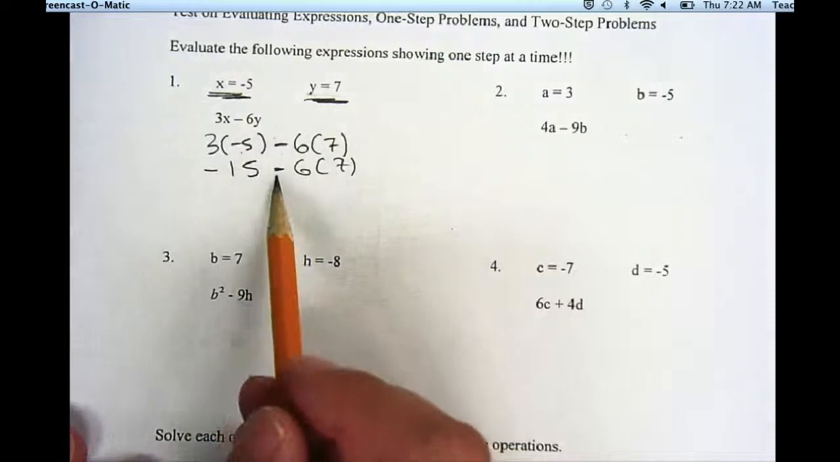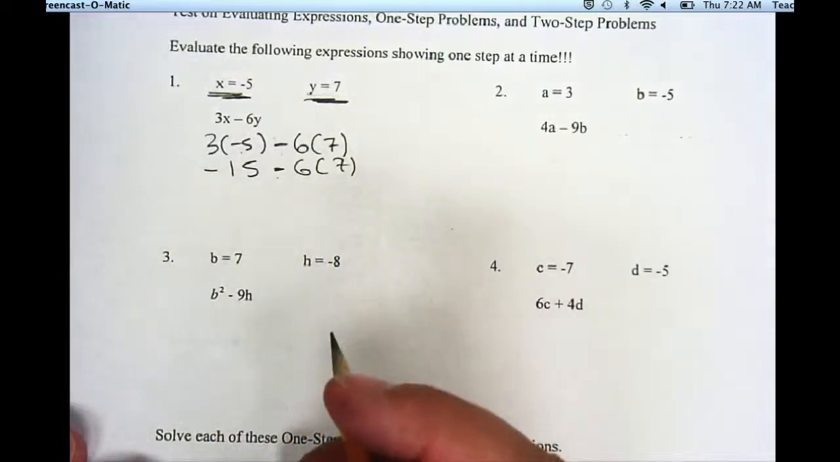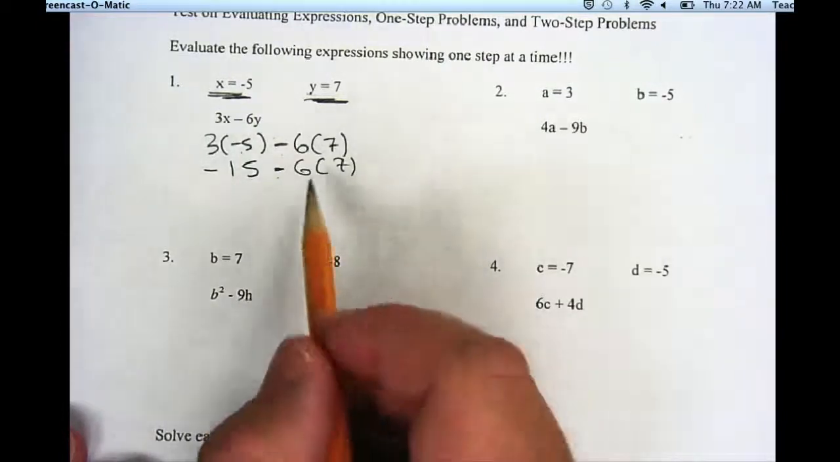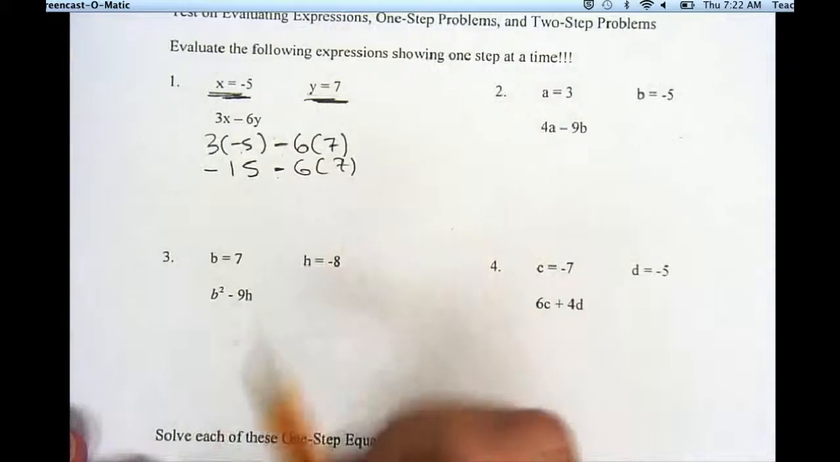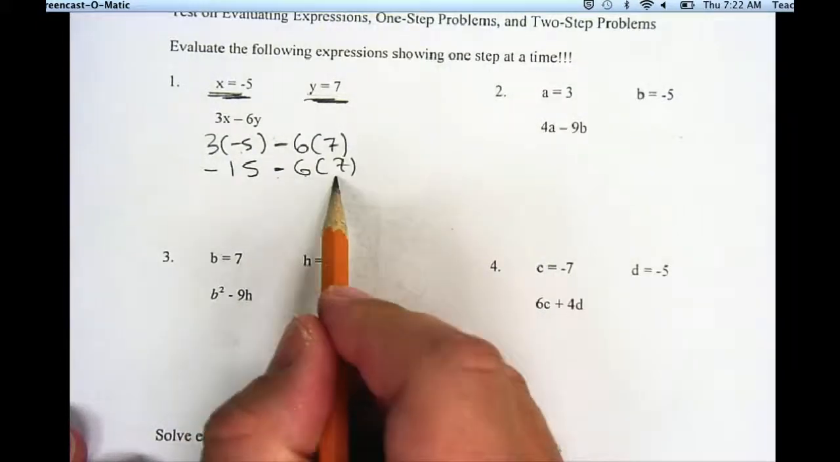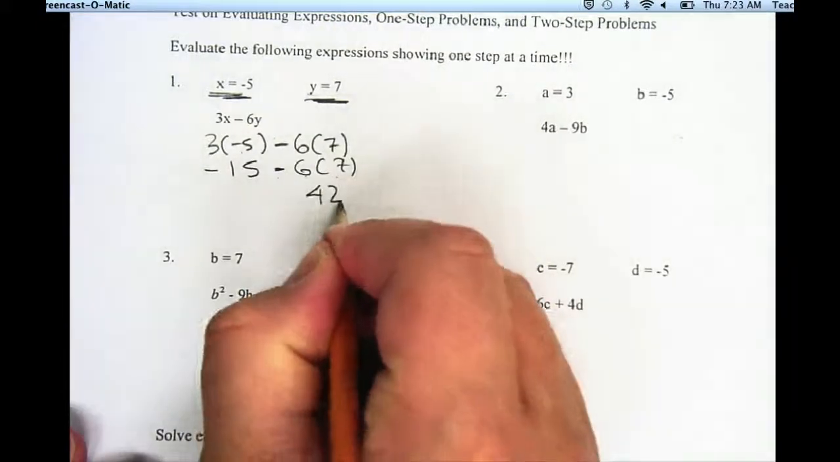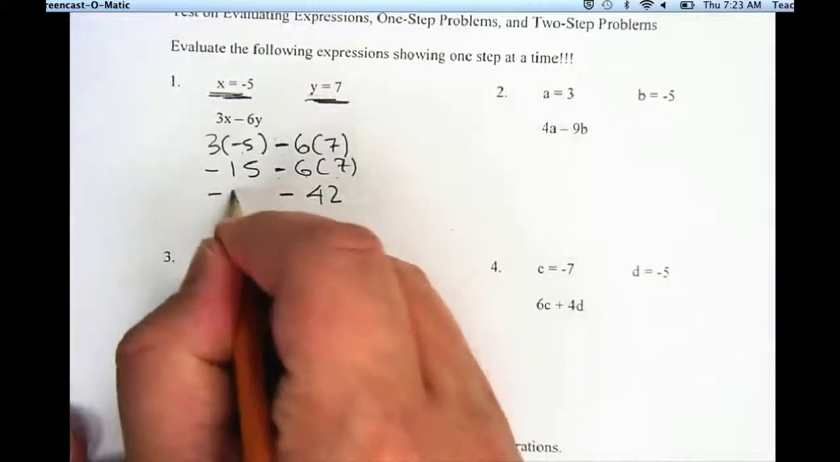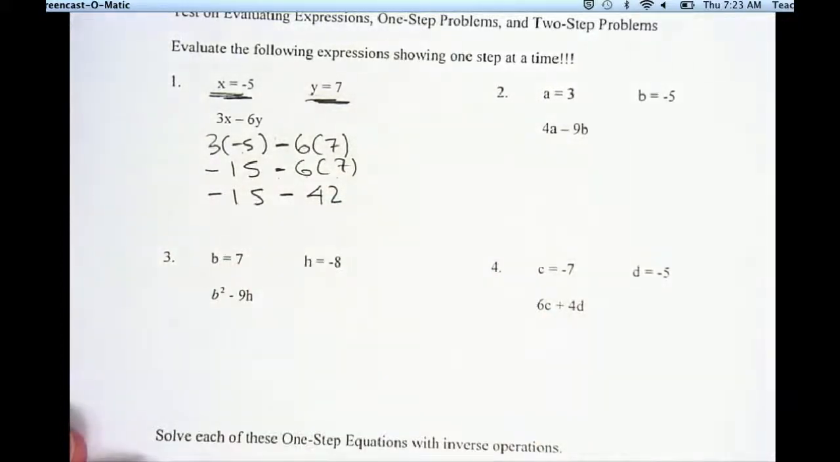Now I still have subtraction and multiplication. I've got to do them one step at a time. So I will do the multiplication first, and 6 times 7 is 42, so that becomes 42. Everything else is going to stay the exact same. Now I have -15 minus 42.